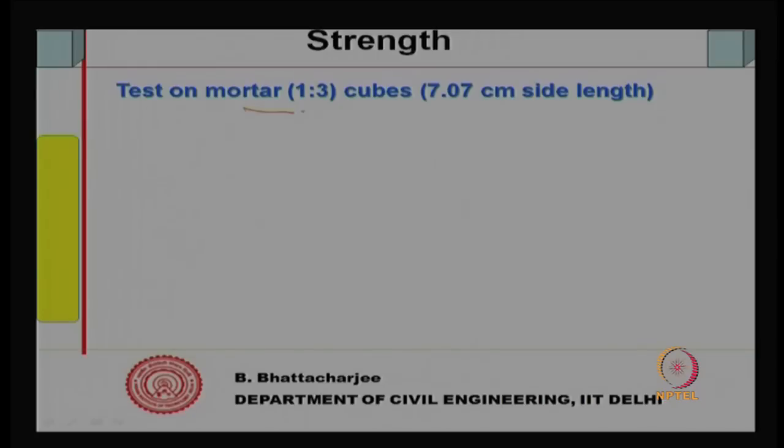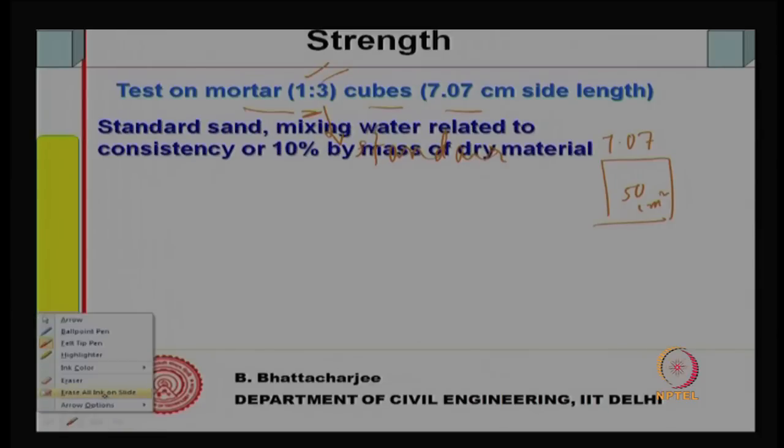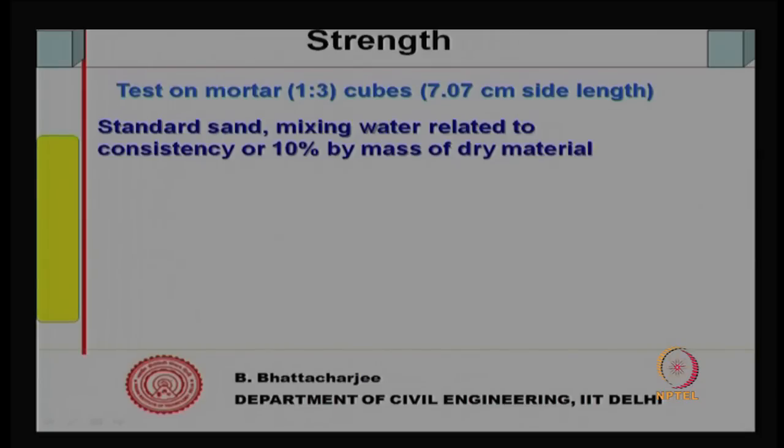So, what do we do? We test mortar cubes for compressive strength. We use mortar 1:3, 1 cement, 3 sand, and this sand is standardized. The cube size is 7.07 centimeter side length. In other words, this will be 50 centimeter square area. So, you test 50 square centimeter cubes and cast them in the standard manner.